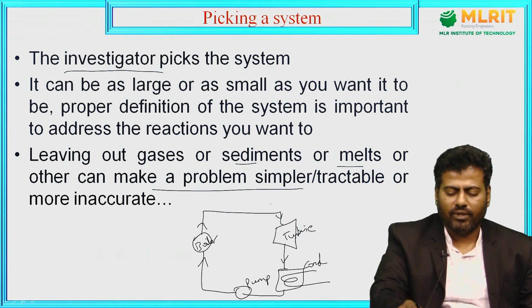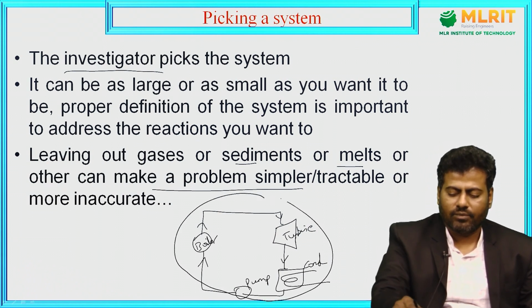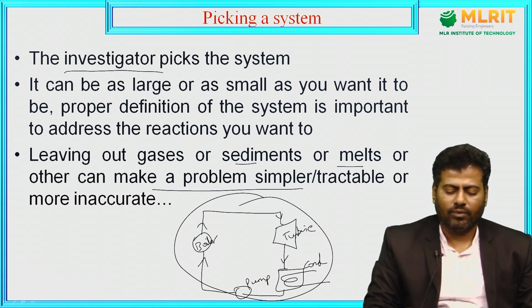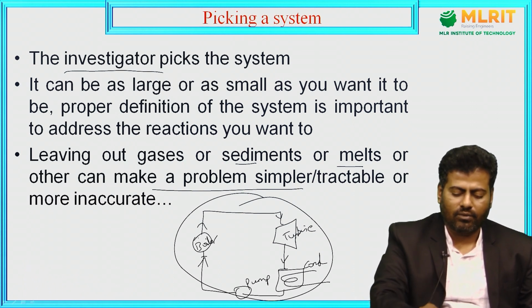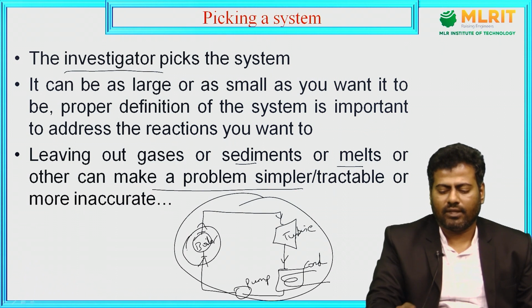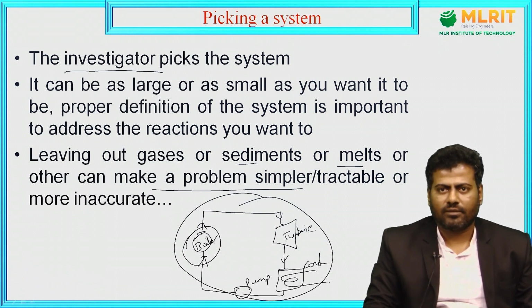If I want to pick the system as a steam power plant, then I am supposed to pick all 4 components. If I only need to bother about the boiler inlet and outlet, then I am supposed to consider only the boiler as the system. Got it? Like that, we can apply it to the other components also. So in this way I can pick a system.